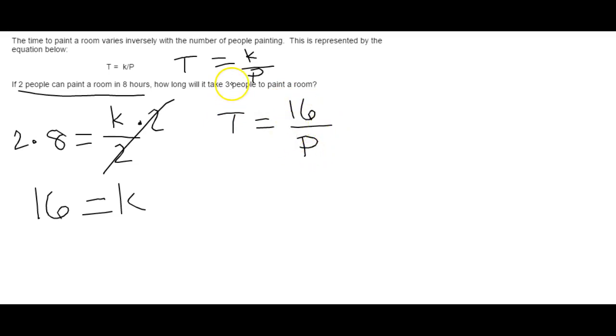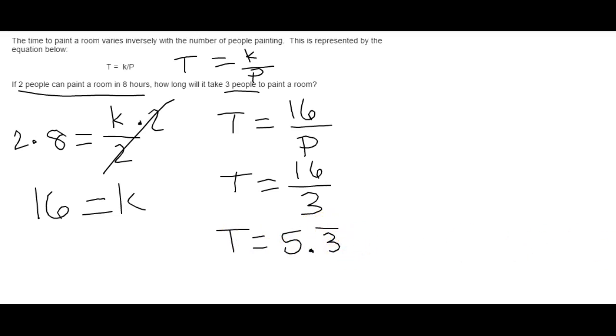So now we're changing the number of people. The people will now be 3 people, so we plug in the 3 people to try and figure out the new time that it will take if we have 3 people painting. So 16 divided by 3 is 5.333. It keeps going forever. Or you could write it as the fraction 5 1/3.